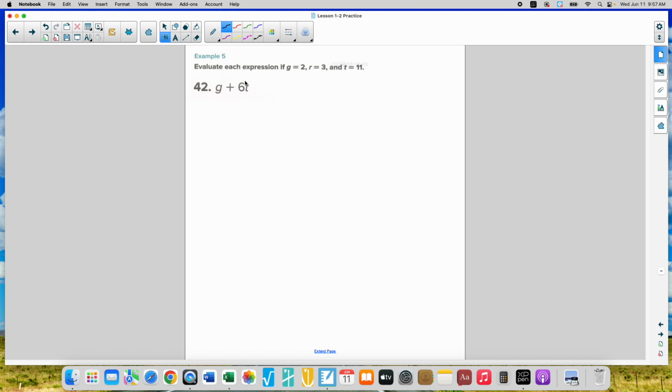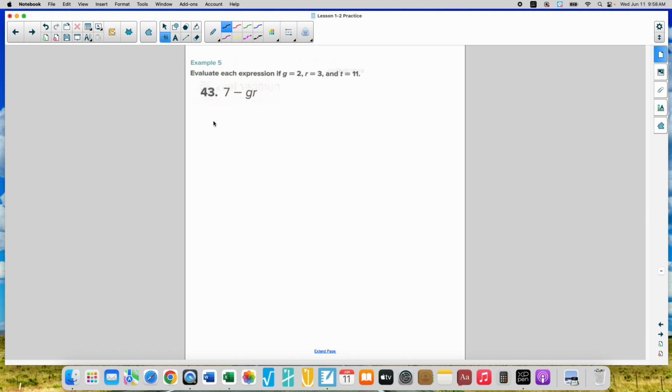Evaluate each expression. So now we're going to substitute. So my g value is 2 plus 6 times my t value, which is 11. Order of operations, we're going to do multiplication, 66. And 2 plus 66 is 68.